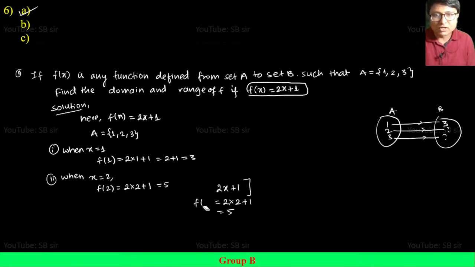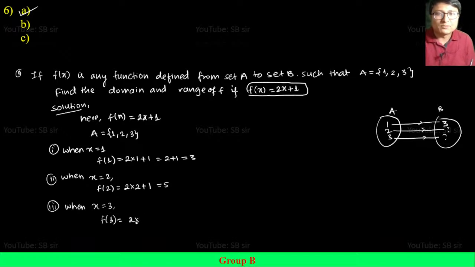Now let's talk about f(3). When the value of x is 3, we have to find the corresponding element, f(3). When x is equal to 3, f(3) will be equal to 2 times 3 plus 1. 2 times 3 is 6, 6 plus 1 is 7.